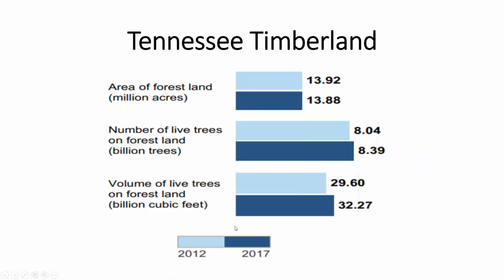Looking at the last census data from 2017, we can see that we have decreased about 40,000 acres of forest land in Tennessee. Now, if we look a little further at the data, the number of trees on the forested land has actually increased by about 400 million trees. And also the volume of those live trees, the growth size, has greatly increased. You can see that the increase in volume of live trees is somewhere around 3 billion cubic feet.